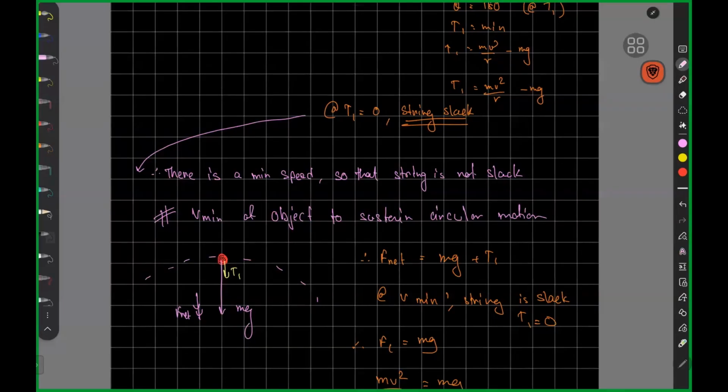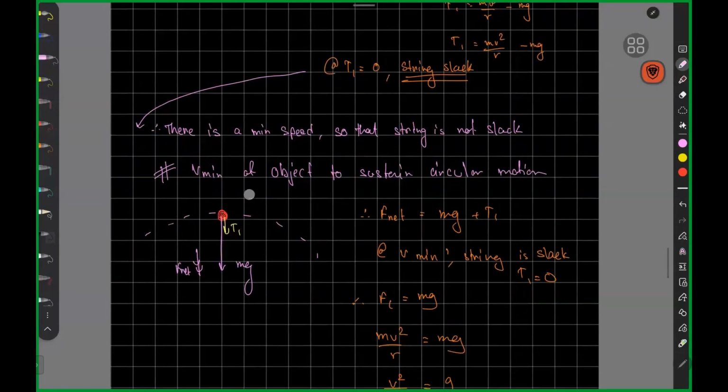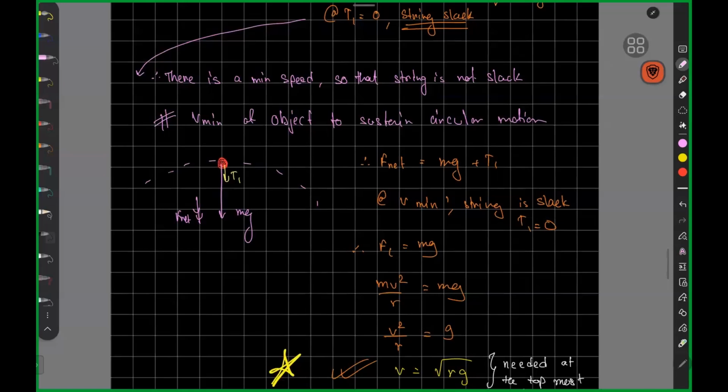Okay, so let's analyze position one. Now, over here, how do I find the minimum velocity? First, let's work with the force formula. What's my force equation? There's an F net, which is downwards. There is weight mg downward, and there is tension, which is also downward. So everything is downward, great, all positive. Now, for my velocity to be minimum, what should be the case? For the velocity to be minimum, my string should be almost slack.